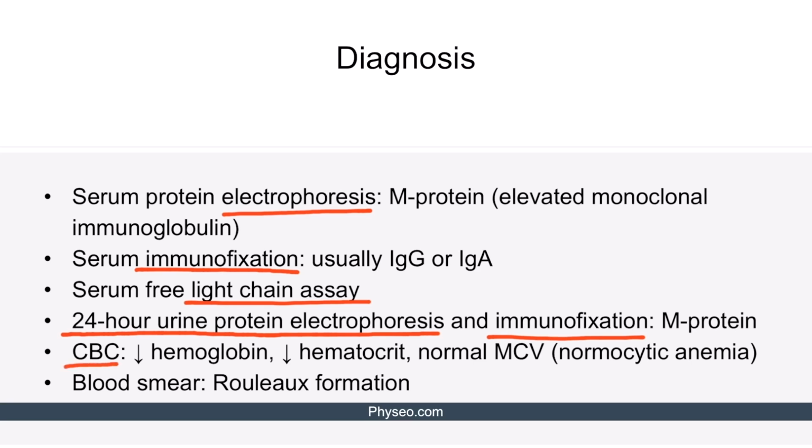A CBC and blood smear are usually ordered in routine evaluation as well. A CBC can show low hemoglobin and hematocrit due to anemia. Usually the MCV is normal and the patient has a normocytic anemia. On blood smear, rouleau formation can be seen.